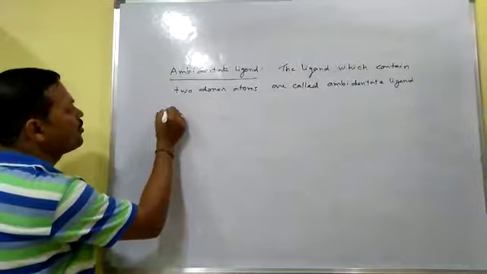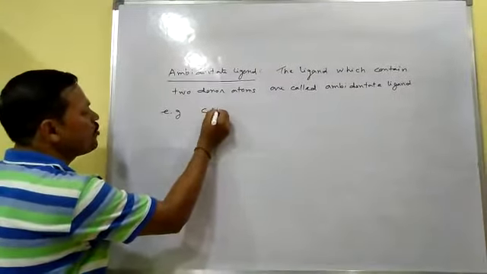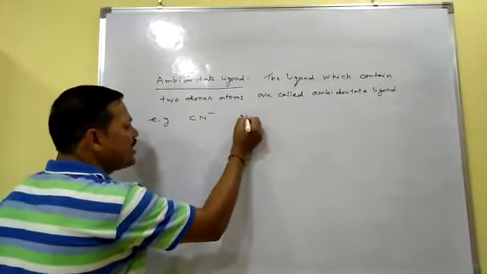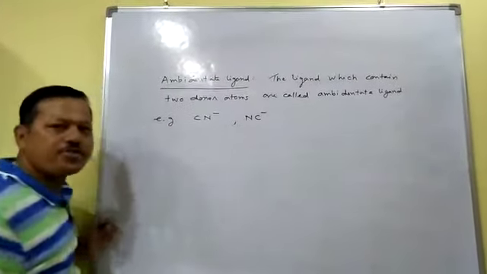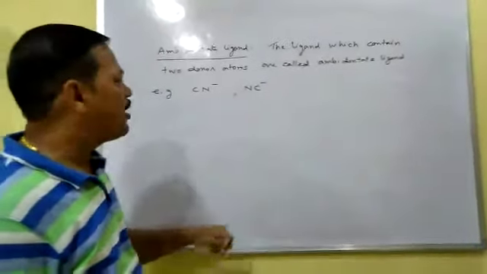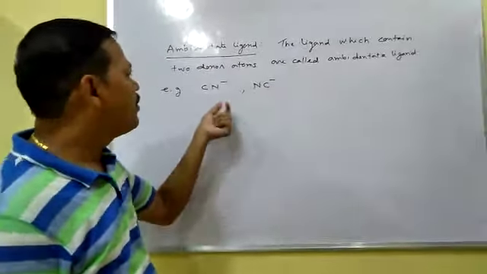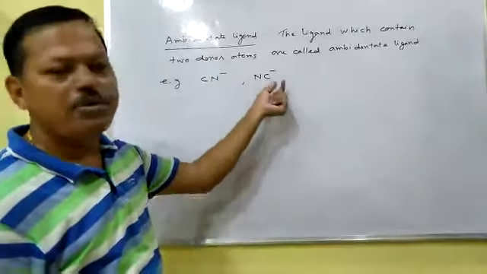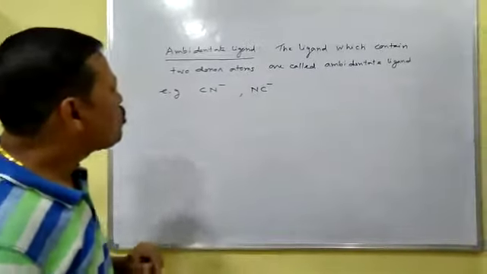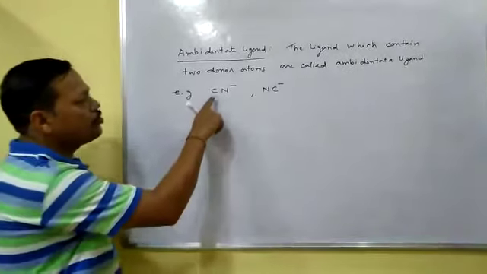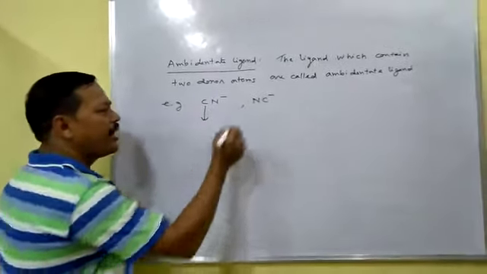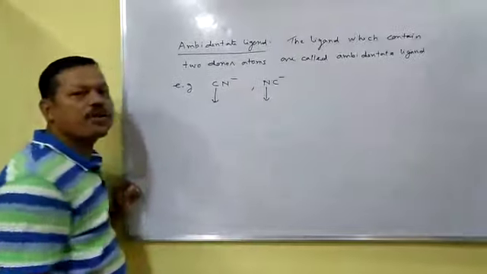For example, suppose this is one of the ligand which is called cyanide ion, and this is another ligand which is called isocyanide ion. Their formulas are same: 1 carbon 1 nitrogen. But although their formulas are same, the donor atoms are different. Here, when it forms the bond with the metal, carbon will donate the electron, and here nitrogen will donate the electron to the metal atom.